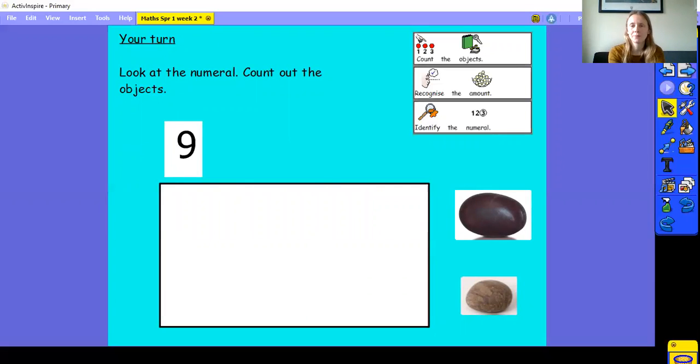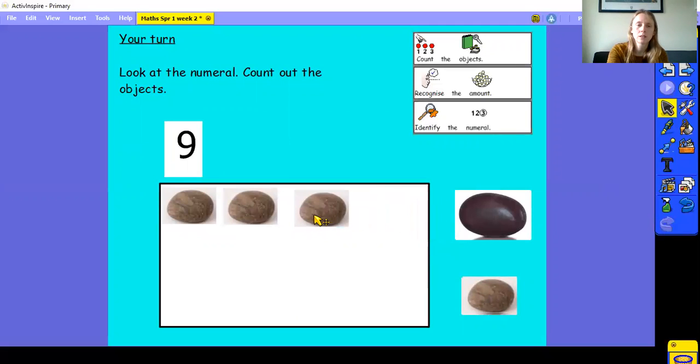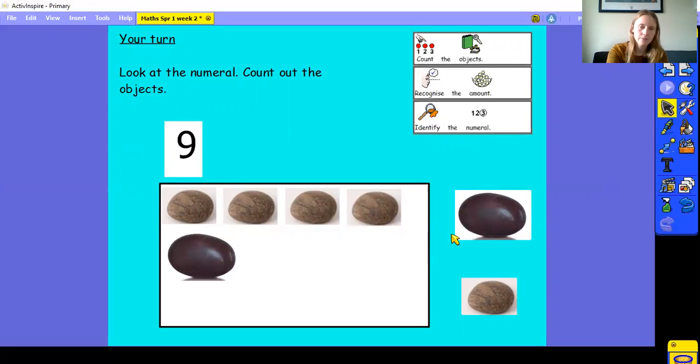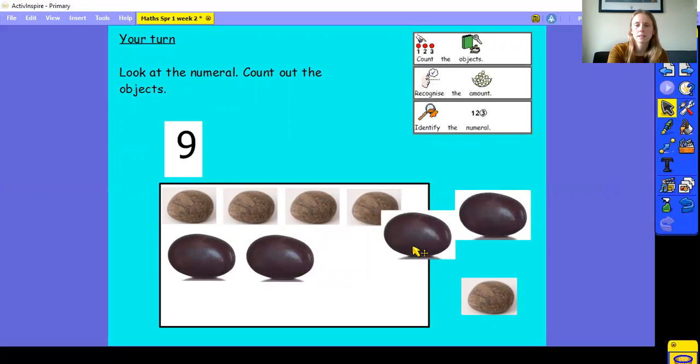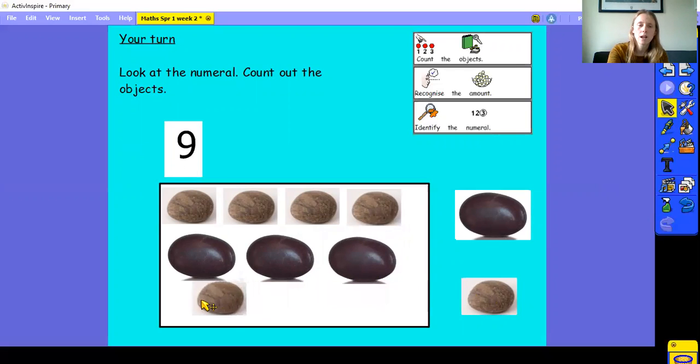Now it's your turn again. Have a look at the numeral and count out the right number of objects. Pause the video while you do that. Okay, let's do it together. So here we see the numeral 9. Let's count out 9 pebbles. 1, 2, 3, 4, 5, 6, 7, 8, 9. Here I have 9 pebbles in the box.